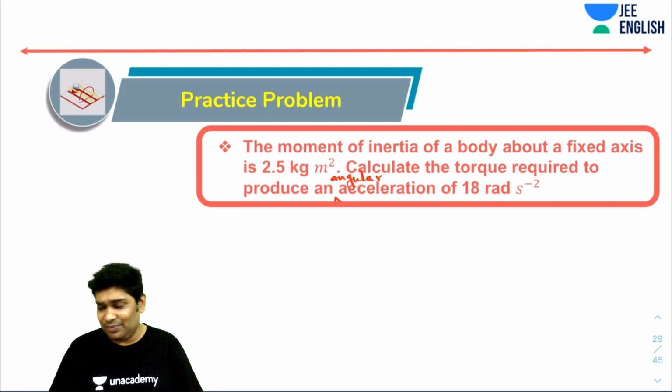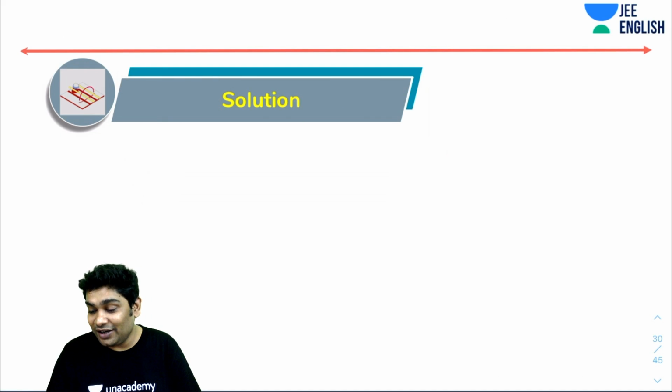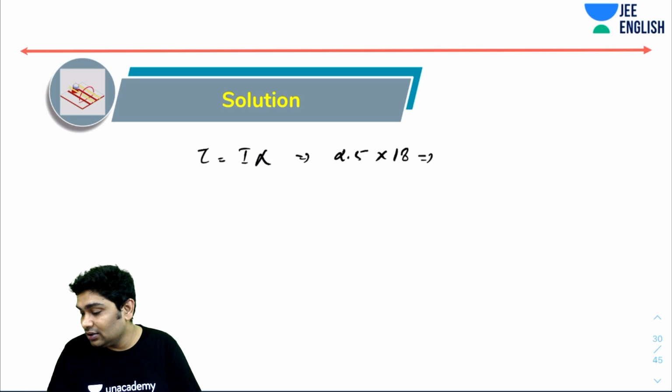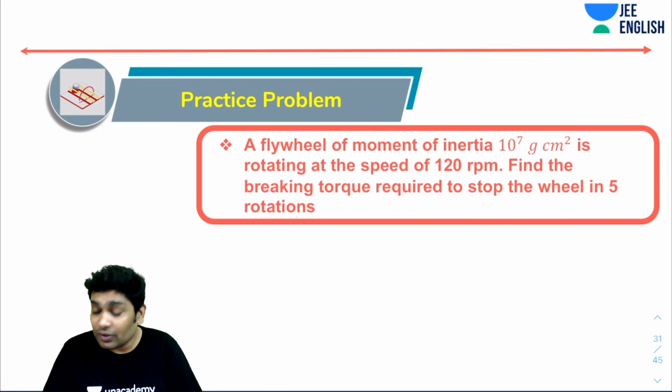Okay, 30 seconds are up, and I am sure by now you all have your answers. All you need to do is use this equation, torque equals I alpha. Now I is 2.5, alpha is 18. So you will realize that this is 5 into 9, that is 45.5 Newton meter. That is the answer. That's it. One line answer. Okay, let's try one more problem.